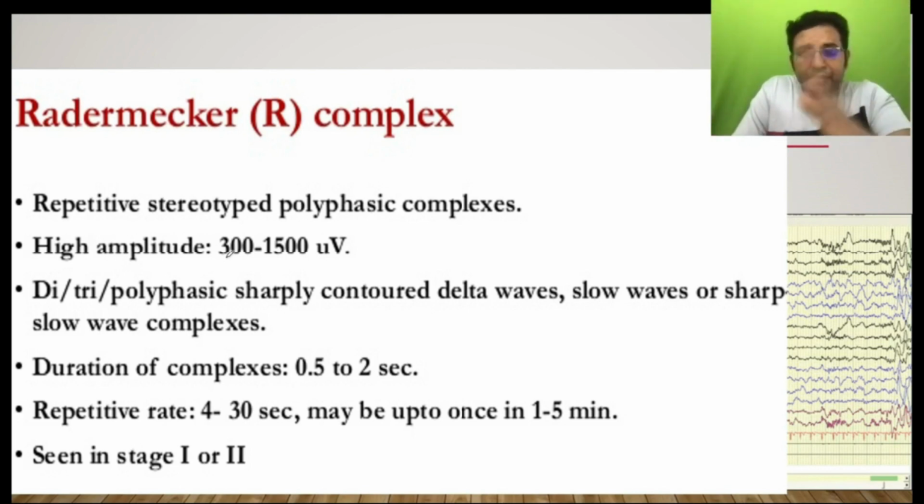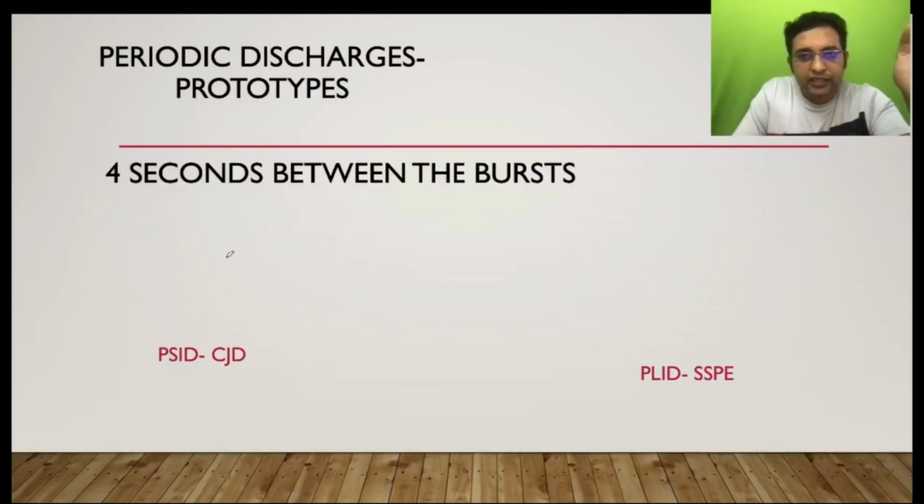And there is a separate staging called Jabbour staging for SSPE. Keep in mind that there are 4 stages in Jabbour staging. And you should know that these periodic discharges, if occurring in a child, we will think of SSPE, and if occurring in adults, we think of CJD.